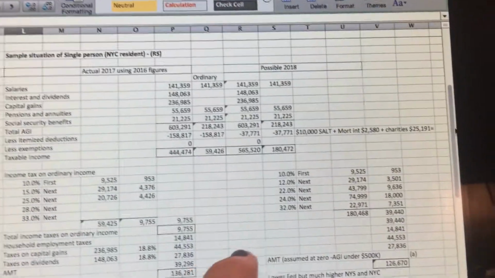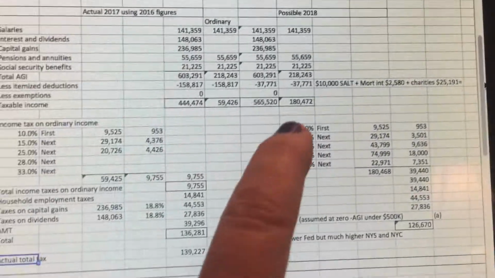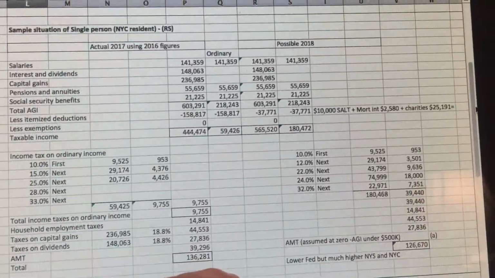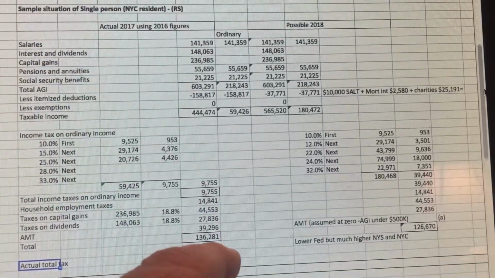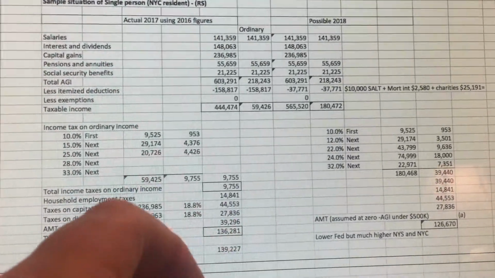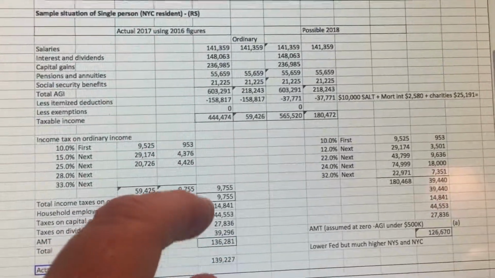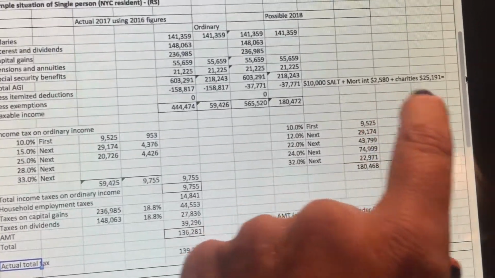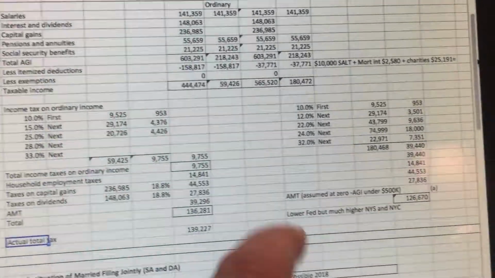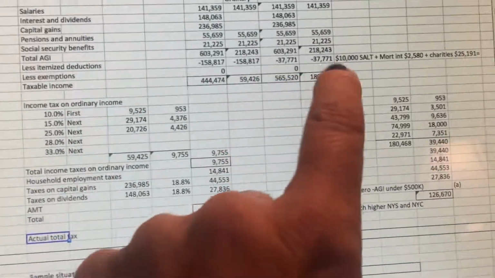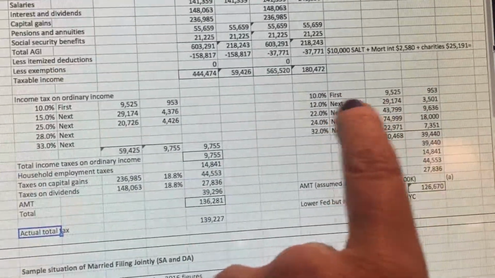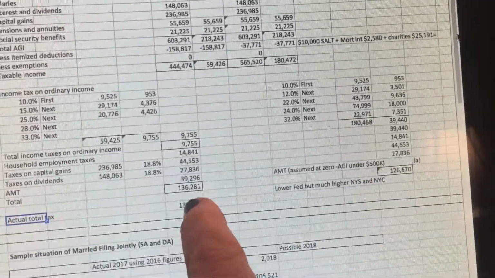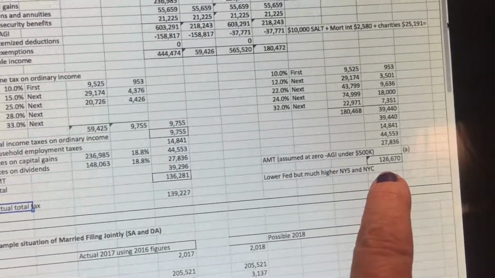So in the case of 2018, he's going to lose a lot of those deductions. He will lose his state and local income tax and his real estate taxes. He's only going to be able to keep $10,000 of the property taxes, mortgage interest of $2,500, and charities of $25,000. So his deductions went down from 158 to 37. But look at how the effect of these tax brackets worked out, where his taxes dropped. His income taxes dropped from 136 to 126.